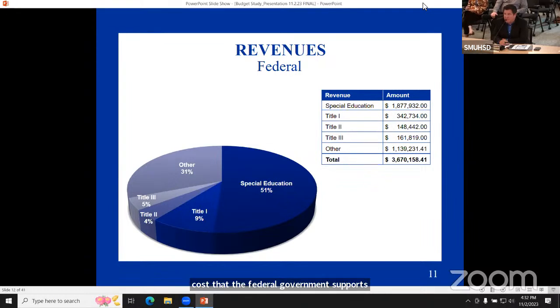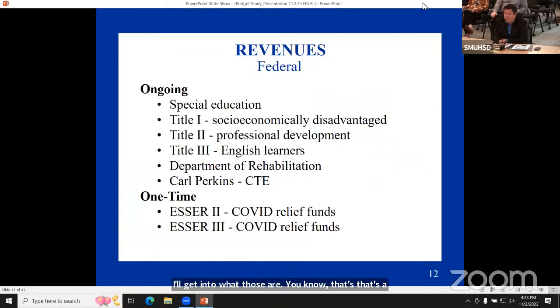The other revenues include the Title 1, 2, and 3 programs. I'll get into what those are. That's a little chunk of money. And then there's some other. So special education, I noted, is about 20% of our budget, a little over $40 million. Title I is the funds from the state that support our socioeconomically disadvantaged students. Title II supports professional development, and Title III supports English learners. We also get Department of Rehabilitation funds and Carl Perkins funds, which fund CTE programs.